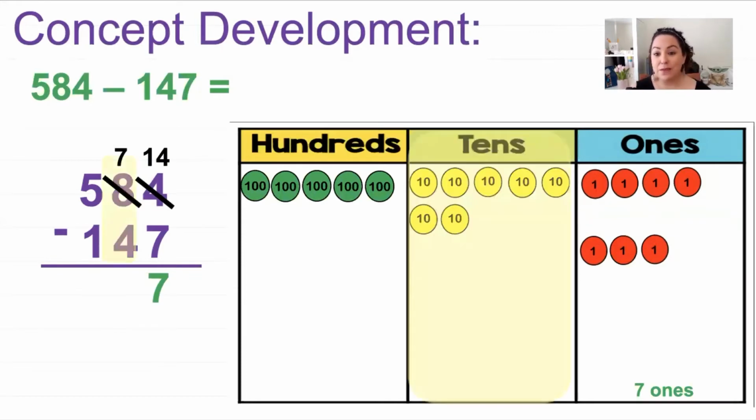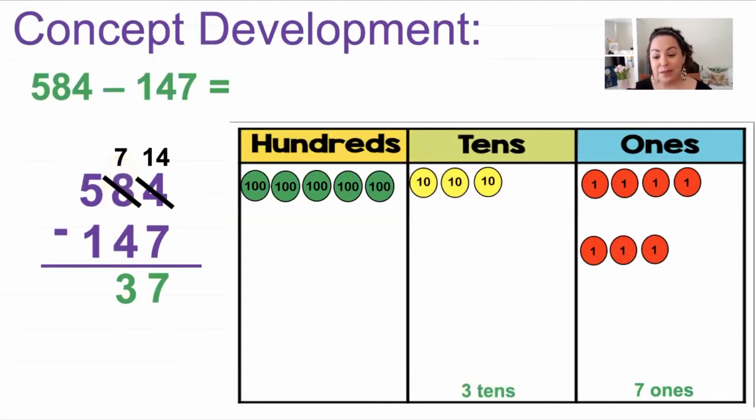Okay, now we're ready for our tens. I have 7 tens and I need to take away 4. More on the top or more on the floor? More on the top, no need to stop. So 7 take away 4 is equal to 3 tens. So if I write that in my algorithm, there it is, 3 tens.